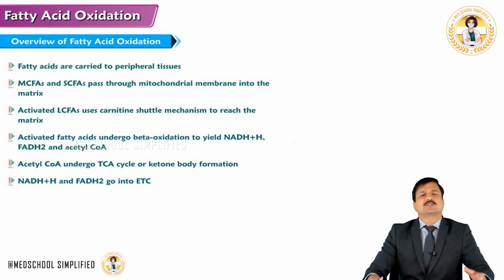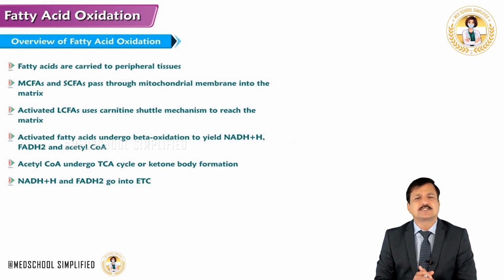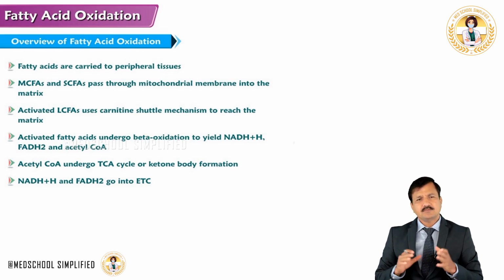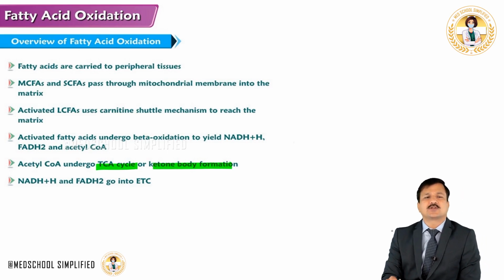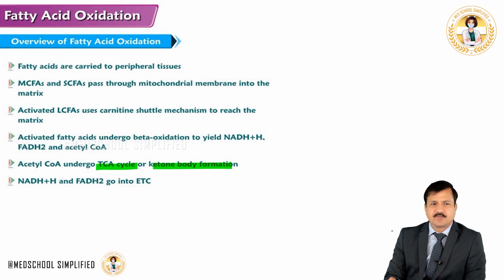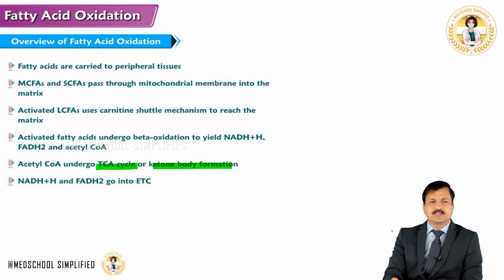Anyway, once fatty acids undergo beta oxidation, what we get is acetyl-CoAs and NADH and FADH2 molecules. Acetyl-CoAs go into the TCA cycle or, in the liver, they can go towards ketone body formation. NADH and FADH2 will go into the electron transport chain to give ATPs. And this is the overview of fatty acid oxidation.